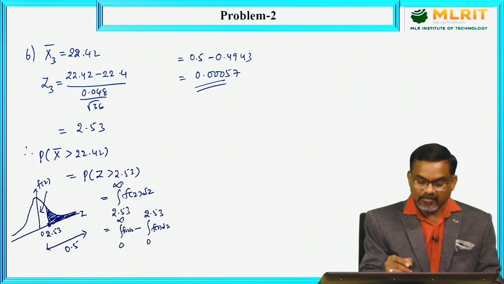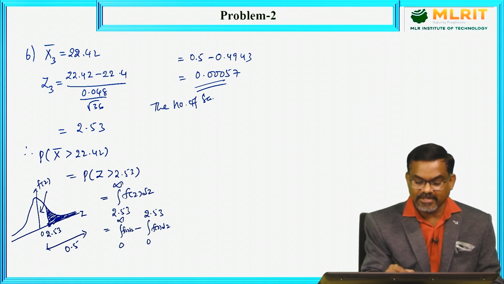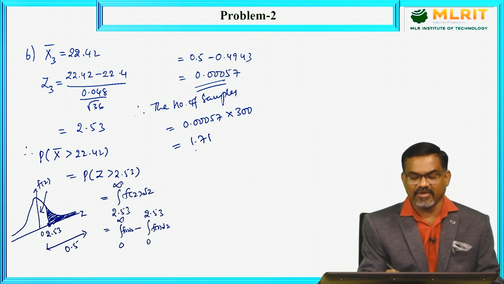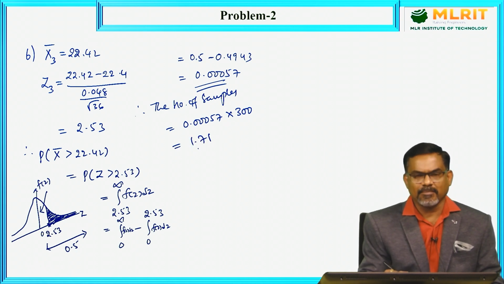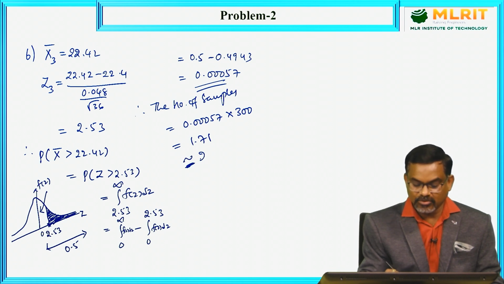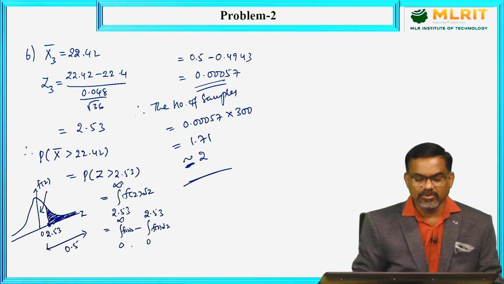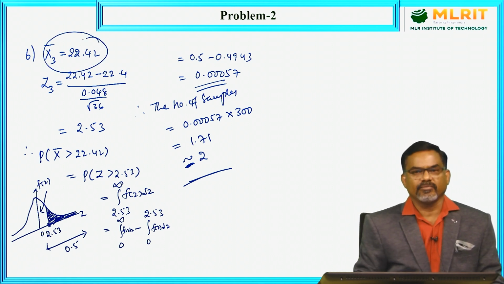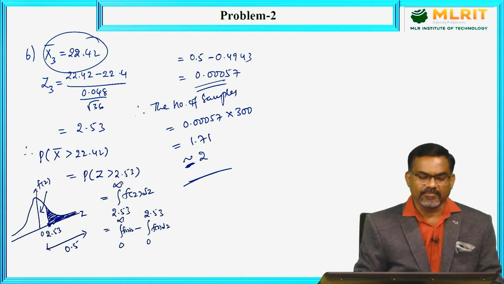And here we need to calculate the total number of samples, the number of samples. Therefore, the number of samples is given by 0.00057 multiplied by 300. So, which results as 1.71, and since the number of samples must be an integer, so we can consider as 2 samples. So, in 2 samples the sample mean will be greater than 22.42. Similarly, the third question, less than 22.37.